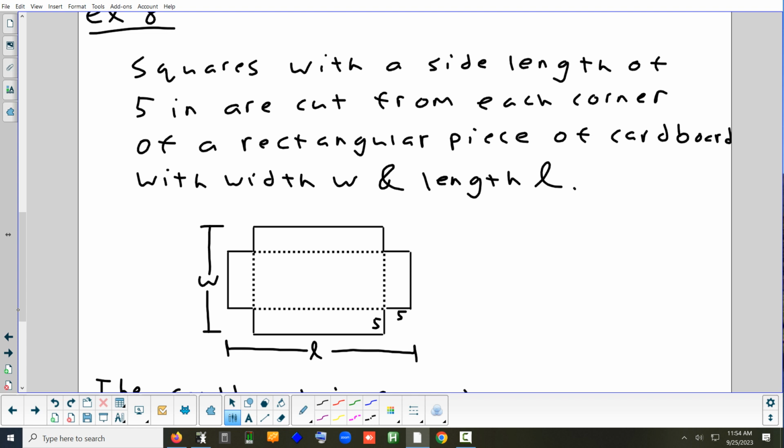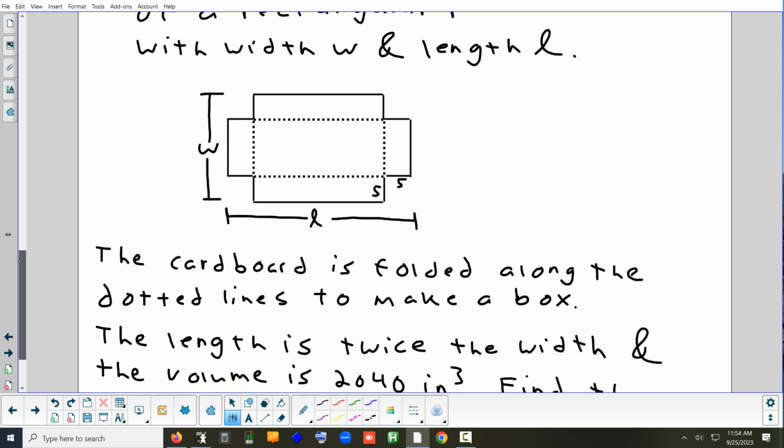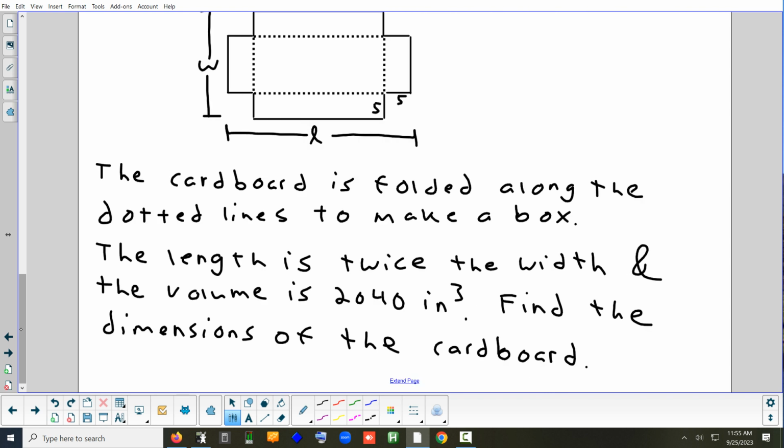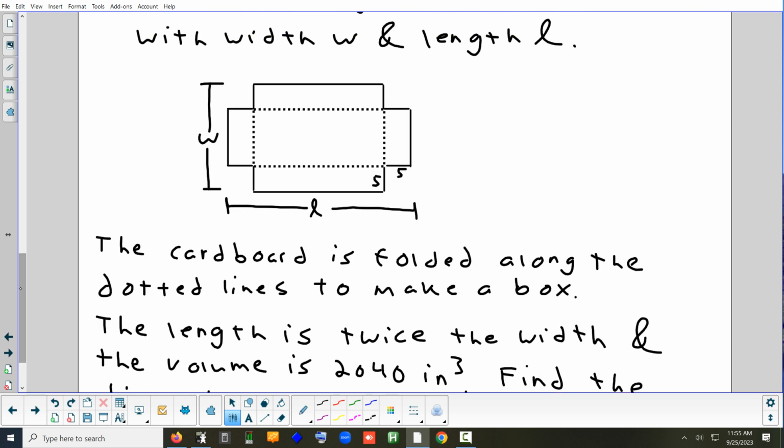The squares that we cut out of the corners are 5 by 5, each corner, exactly the same amount. So then the cardboard is folded along the dotted lines to make a box without a top on it, just a tray. It says the length is twice the width. Okay, so that might be something important we need to know. And the volume that the tray can hold is 2,040 cubic inches.